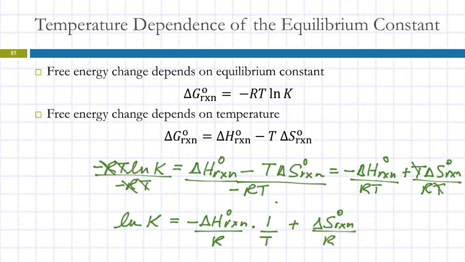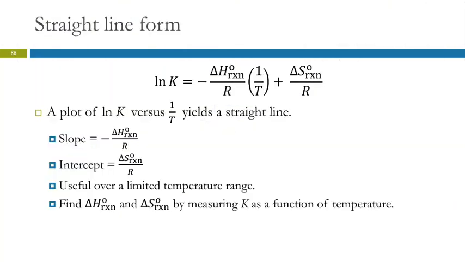That look at all familiar? We did an experiment where we graphed that, right? We graphed 1 over T and natural log of K, and we were able to calculate delta H and delta S. So that is this equation right here. This is the straight line form of that. So natural log of K would be graphed on the y-axis, 1 over T on the x-axis, and we should get a straight line. The slope is equal to negative delta H over R, and the intercept is delta S over R.